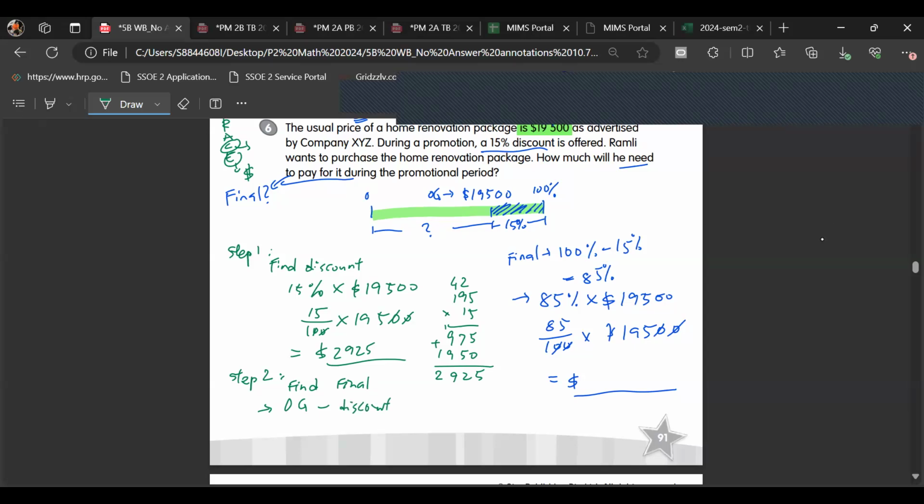Okay, so you do your subtraction: 19,500 minus 2,925. Don't forget your units, okay? You can choose either the green or the blue. Up to you, but whichever you feel more confident in.